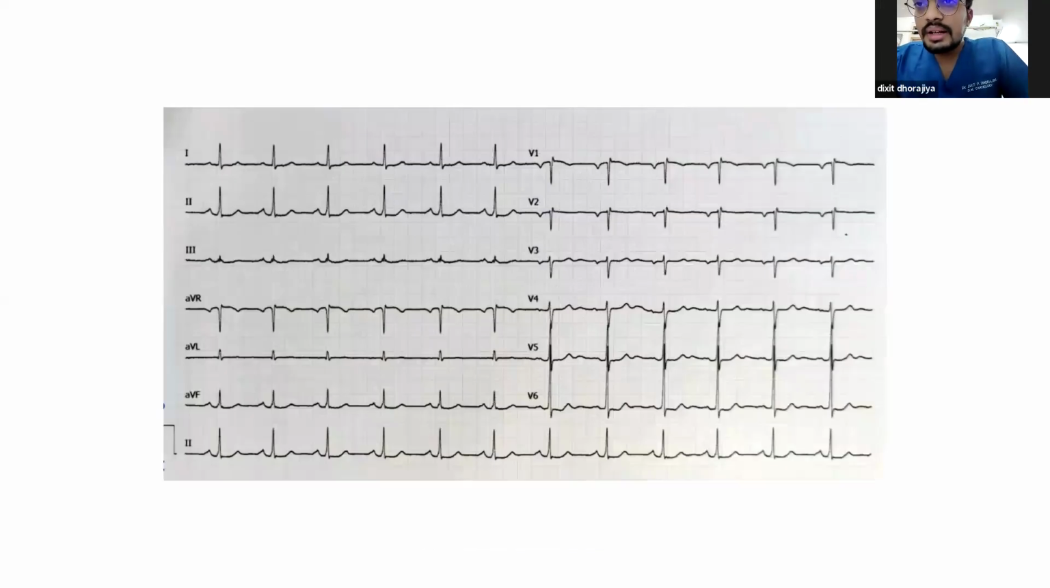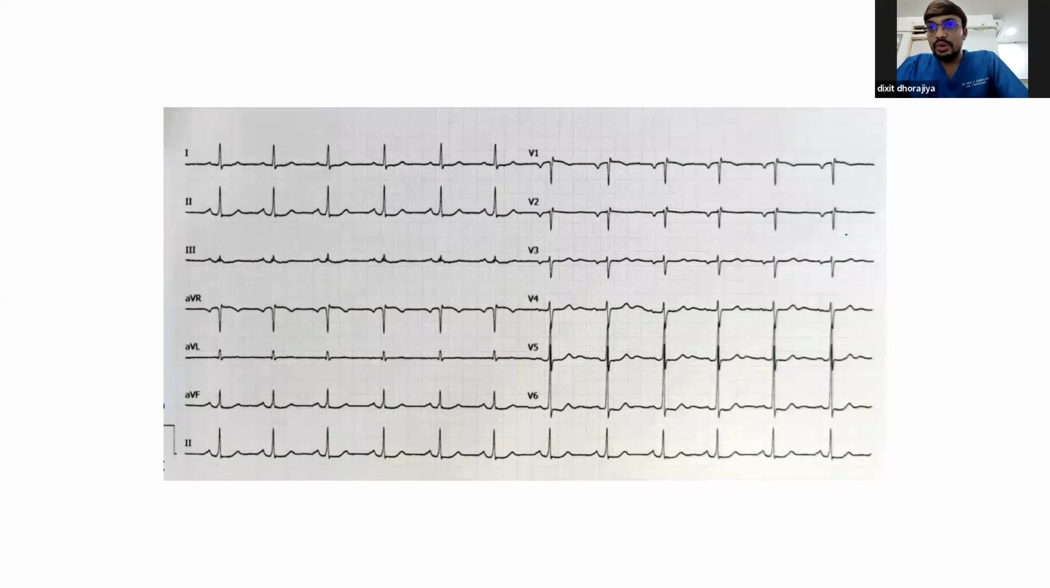Sir, 12 lead ECG, which is showing a sinus rhythm with a heart rate of approximately 75 per minute, with normal QRS axis, around plus 40. In V1, V2, and V3, there is a biphasic P wave, which suggests LA enlargement.